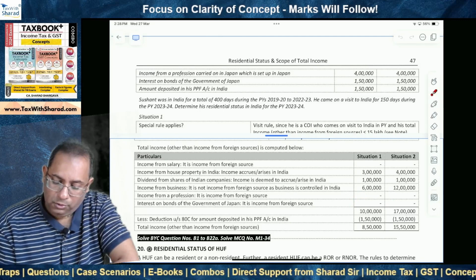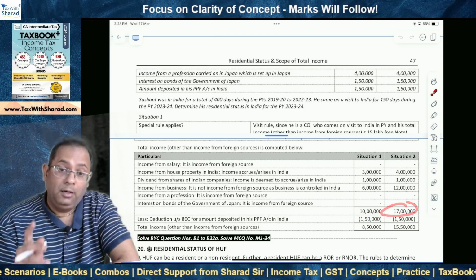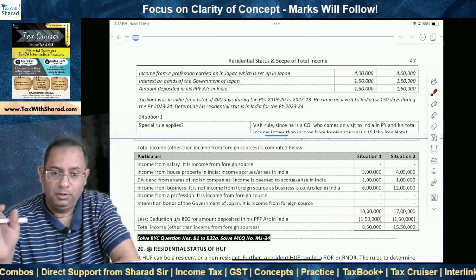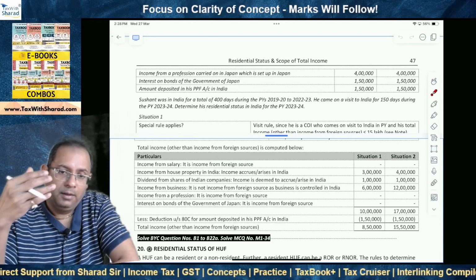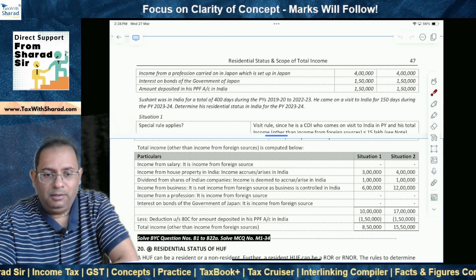So this becomes the gross total income: under situation 1, 10 lakh, and under situation 2, 17 lakh. And now we are required to compute total income other than income from foreign sources. So when you compute total income, you know that you are supposed to give effect to the deductions from the gross total income under chapter VIA as well.